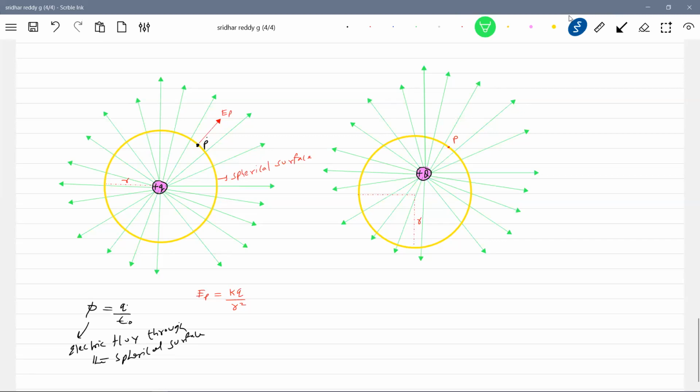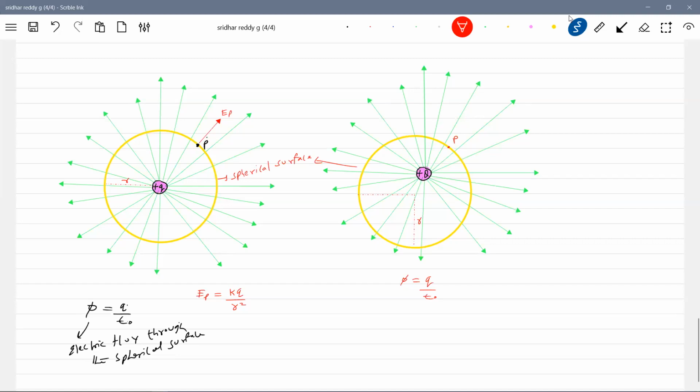Tell me, again the same spherical surface. What is the flux through the spherical surface? How many lines of force were earlier passing? The same number of lines of force will pass through this surface. So the flux will remain the same. No change in the flux.